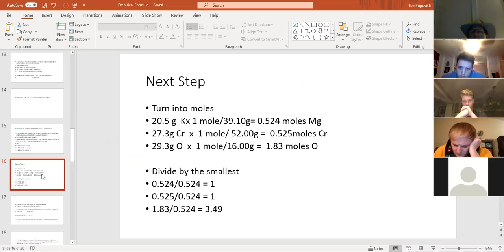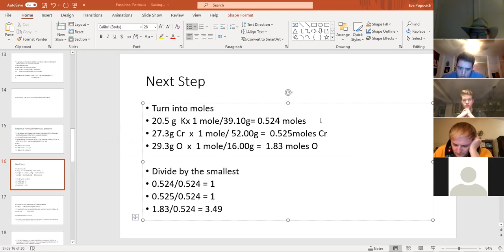Next step, turn them into moles. I divide my grams by my atomic weight. I get 0.524 moles of potassium. I get 27.3 divided by 52. I get 0.525 moles of chromium. 29.3 divided by 16. I get 1.83 moles of oxygen.